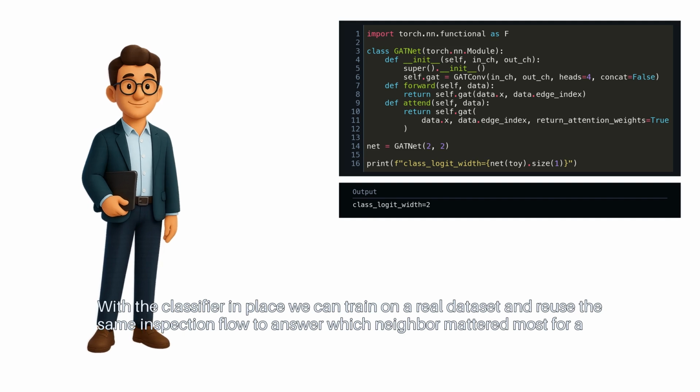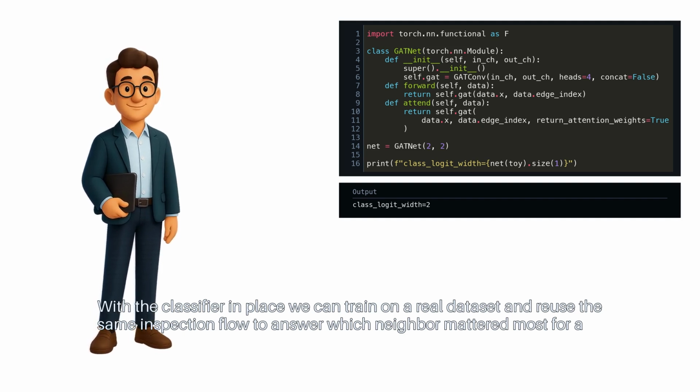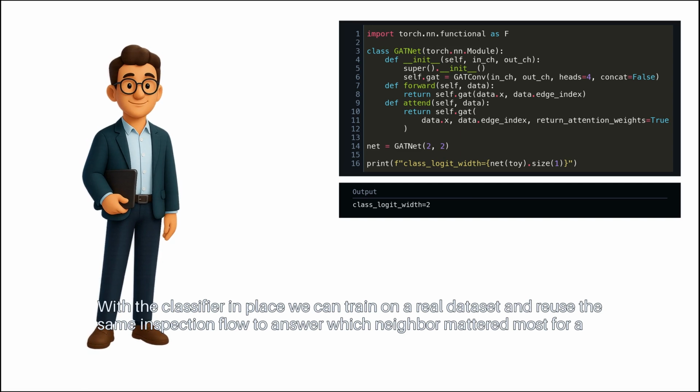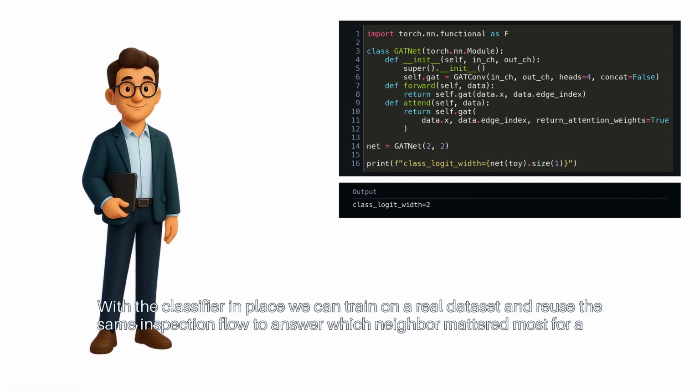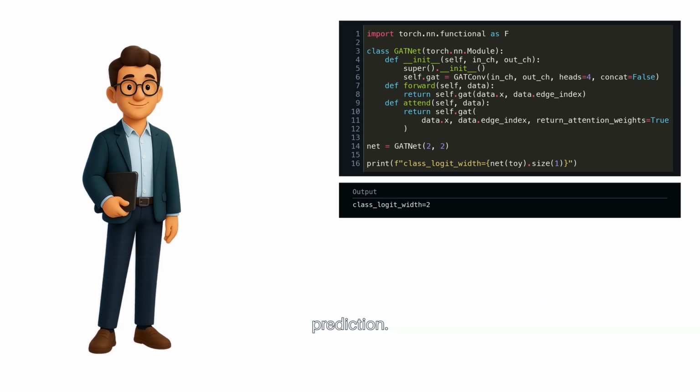With the classifier in place, we can train on a real dataset and reuse the same inspection flow to answer which neighbor mattered most for a prediction.